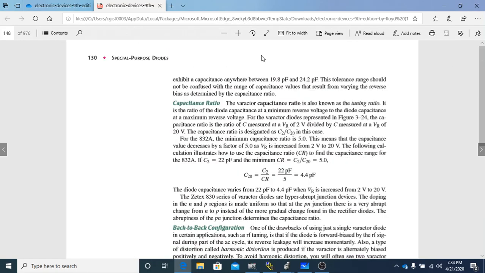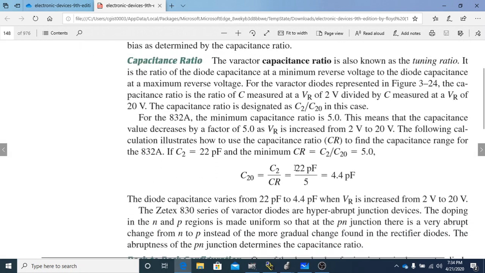So we're going to take this example here. I'm going to explain it a little bit further. It says here, the capacitance ratio is designated as C2 divided by C20. And it says for the 832A, the minimum capacitance ratio is 5, which I showed you on the data sheet. This means that the capacitance value decreases by a factor of 5 as VR is increased from 2 to 20 volts. The following calculation illustrates how to use the capacitance ratio, CR, to find the capacitance range for the 832A.